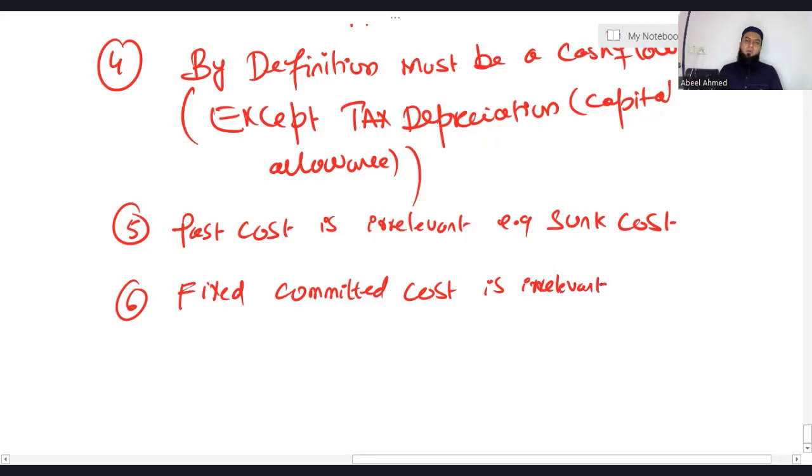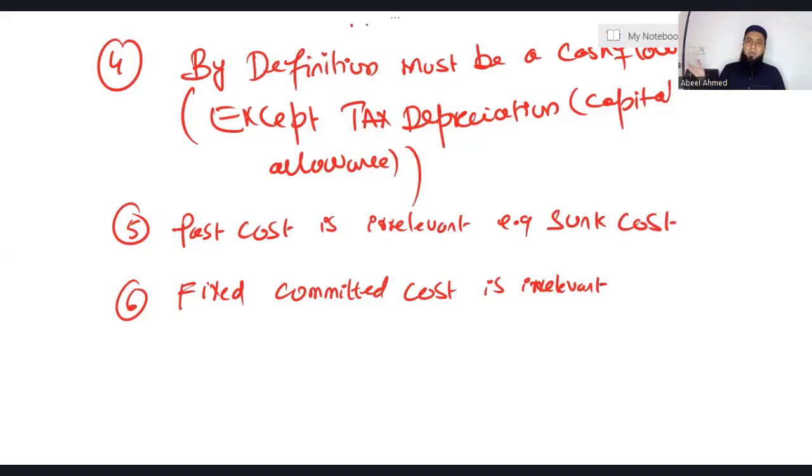Now, what do you mean by fixed committed cost? For example, the business premises which is already on rent. Try to understand. Assuming your organization has a business premises which is already on rent, and you have already accommodated one project in that premises. Let's assume that premises is so big, so spacious, that you can easily bring one more project into the same premises. Now listen carefully. Let's say that premises can accommodate another project.